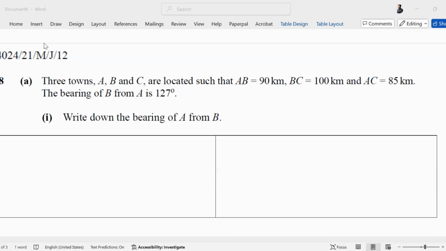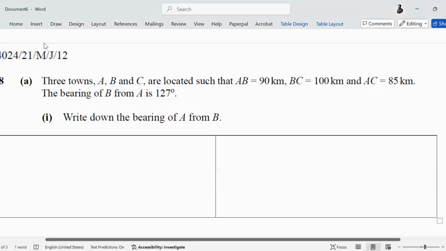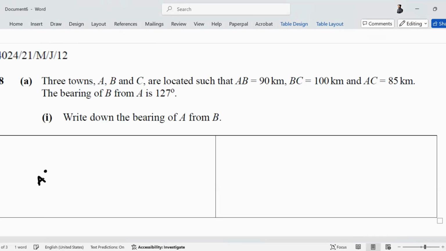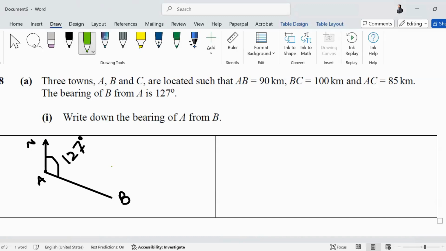That means that if this is my A, and if I make a north from A, from that north, if I go 127 degrees clockwise, I will be getting to B. I do not know the length, I have not written the length right now. This is 127 degrees. Is that right? So now if I want the bearing of A from B, I'll have to make a north on B.